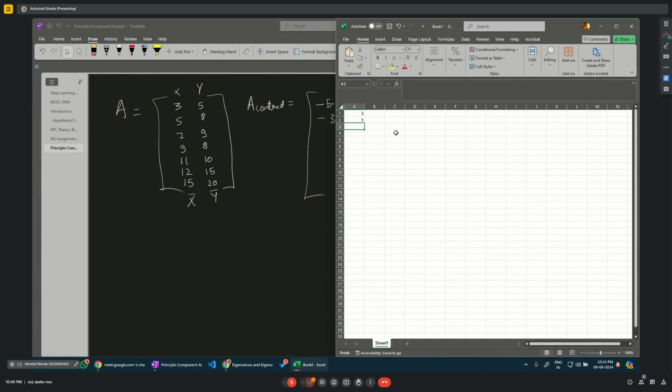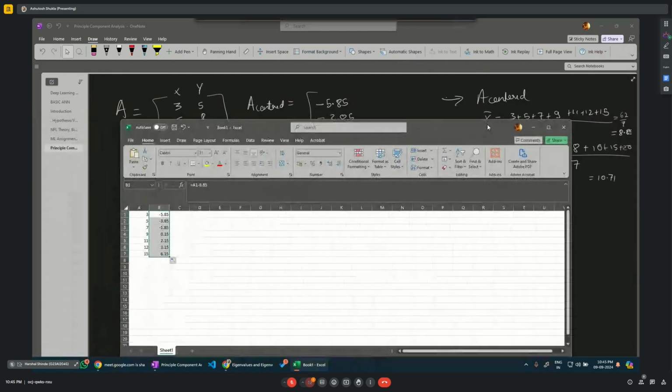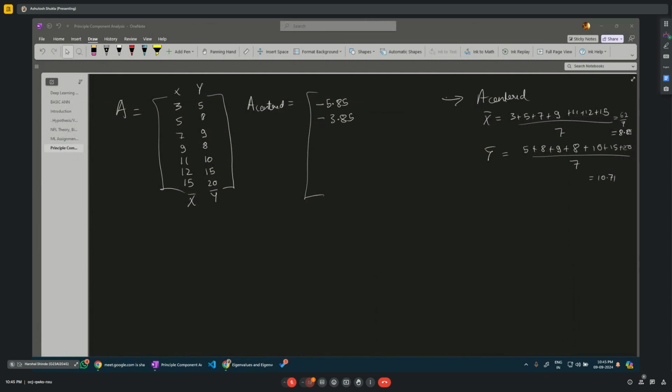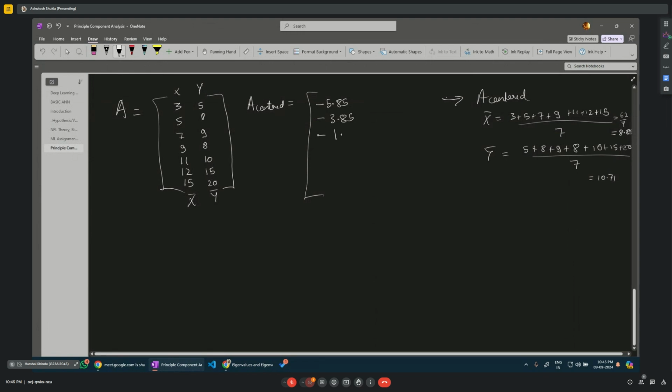3, 5, 7, 9, 11, 12, 15 equals A minus 8.85, right? So we have these values that we can use. I'll just put it on the next screen and write it down here. So that is minus 5.85, minus 3.85, minus 1.85, then 0.15, 2.15, 3.15, and 6.15.